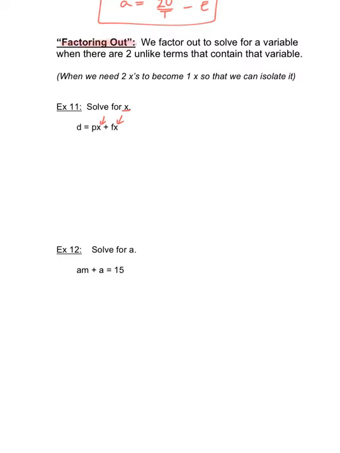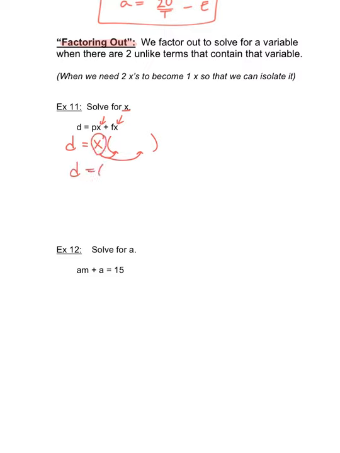The factoring out strategy is basically going the opposite way from the distributive property. Outside of parentheses, you set up a distributive property problem. I'm copying d equals, and then that x that I want to isolate, I put it on the outside of parentheses, and I say to myself, what would I distribute into? X times what two terms would give me px plus fx? What that does is it turns the two x's into just one x that's sitting outside of the parentheses.